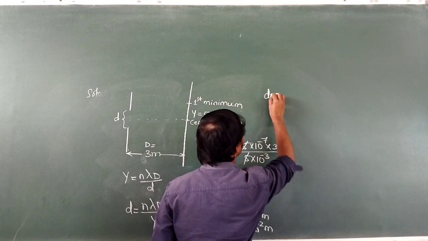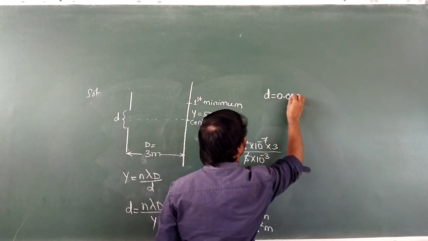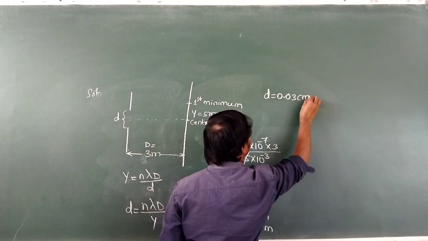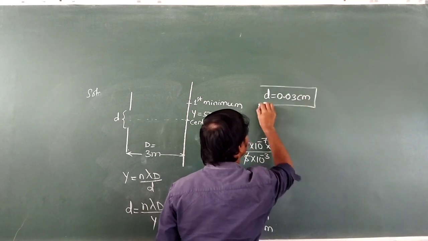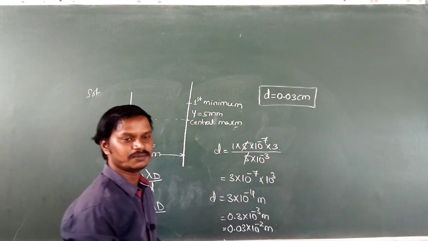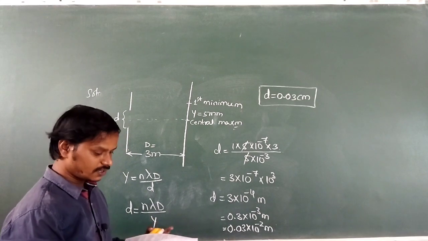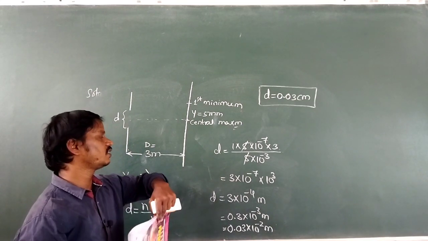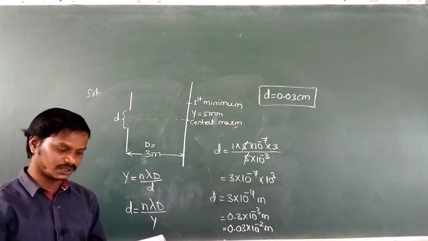So slit width is 0.03 centimeter, because 10 to the power of minus 2 meter means it is centimeter. So this is the answer related to the given question.